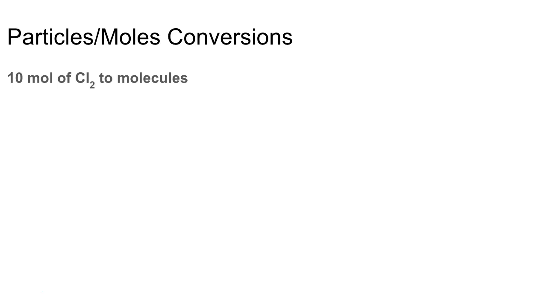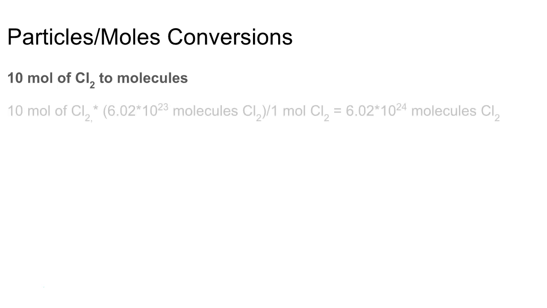So if I had 10 moles of chlorine, how many molecules would that be? To go from moles to molecules, I'm going to multiply by Avogadro's number. So 10 times 6.02 times 10 to the 23, I get 6.02 times 10 to the 24 molecules.